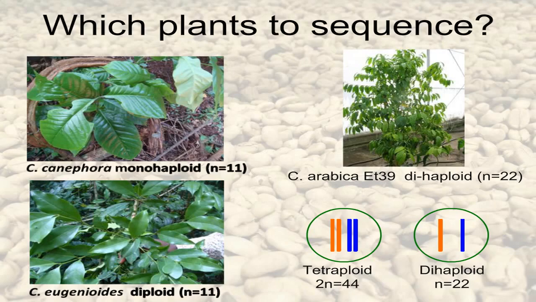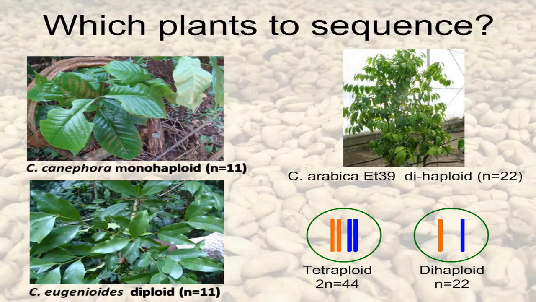Canephora is a diploid, as I said previously, but the one that we sequenced is a monohaploid. So this means that there should be no heterozygosity whenever we assemble the genome and do downstream analyses in this particular individual. Eugenioides is a diploid as well, but the one that we used is heterozygous. So this one is not a monohaploid, and there should be heterozygosity whenever we look at the resulting assembly. And both of these have a haploid number of 11 chromosomes.